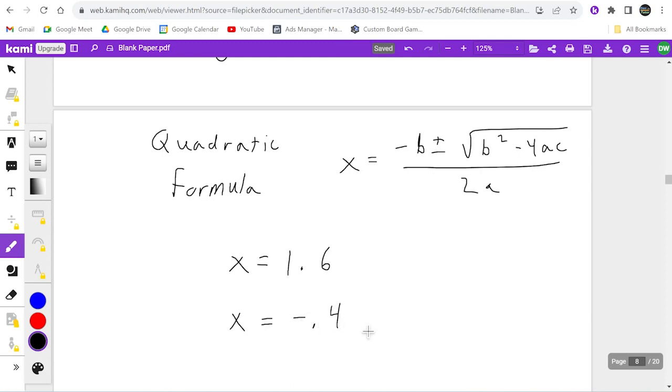Negative 0.4. So obviously we can't have a negative answer here. That would not make any sense. It looks like the answer must be 1.6.